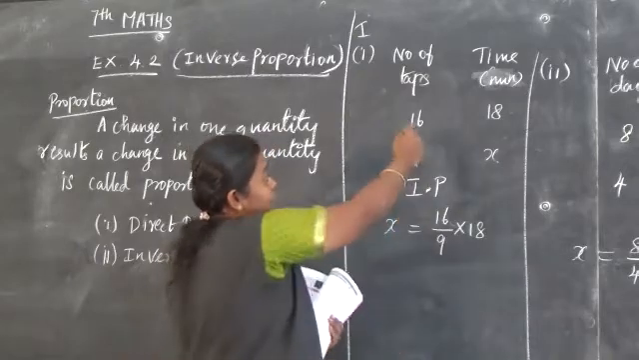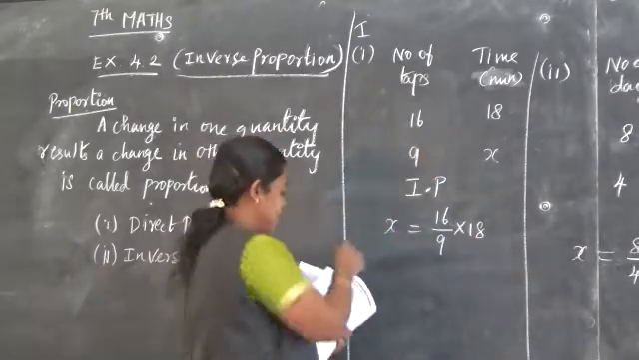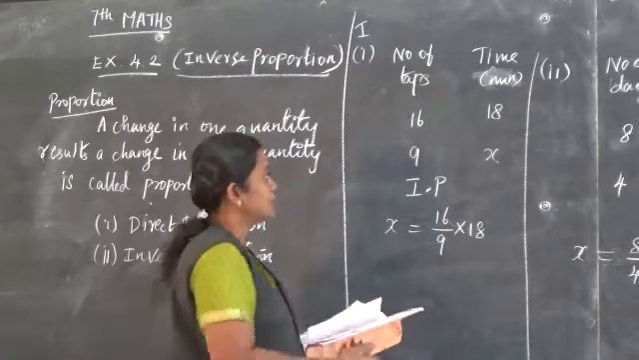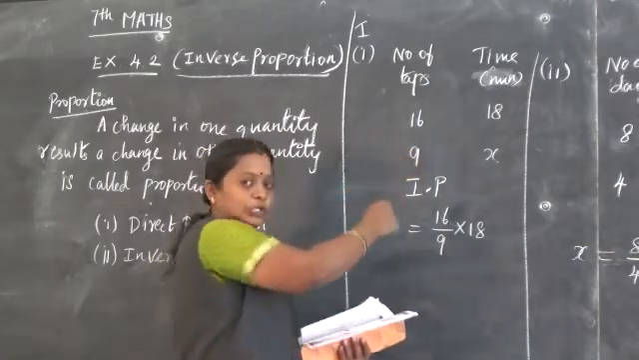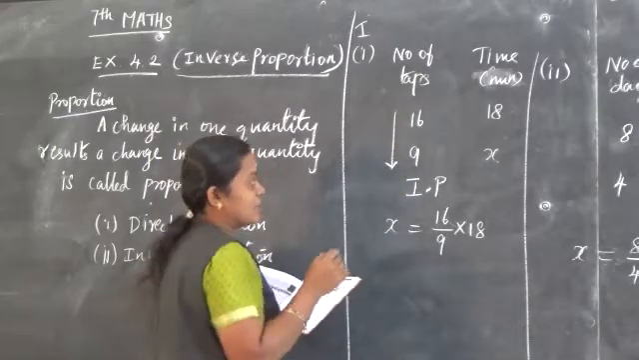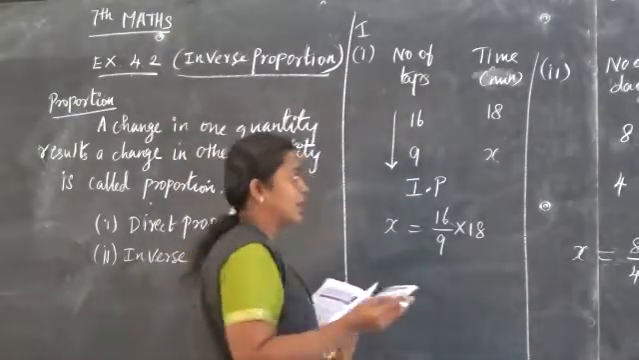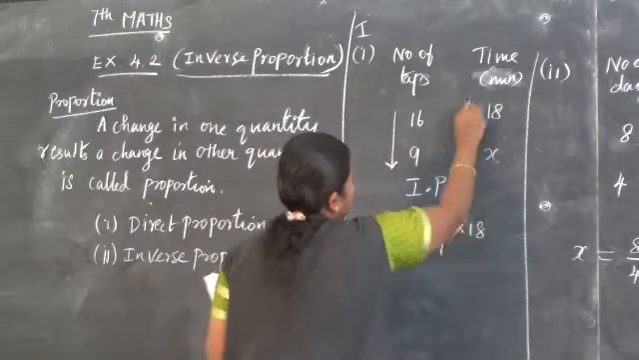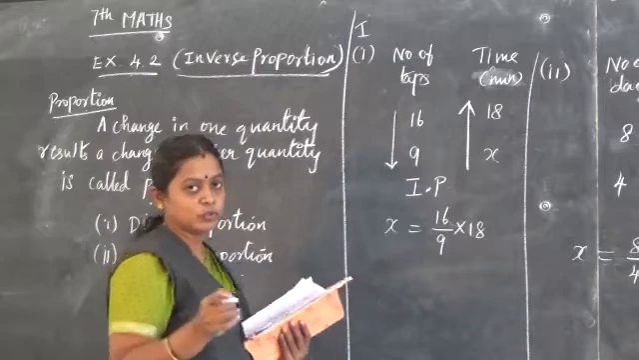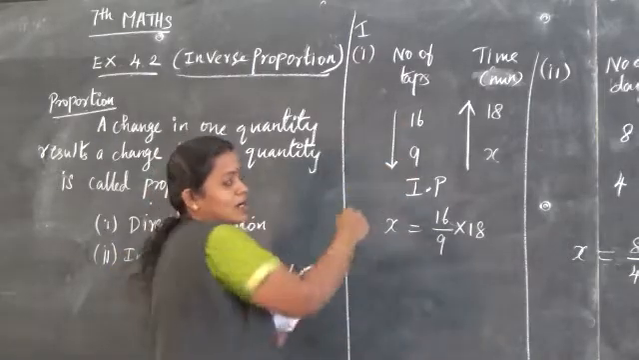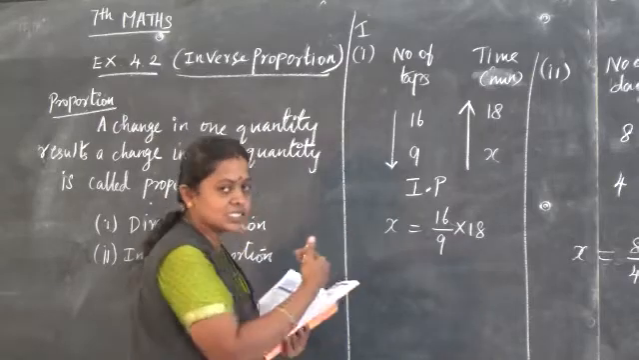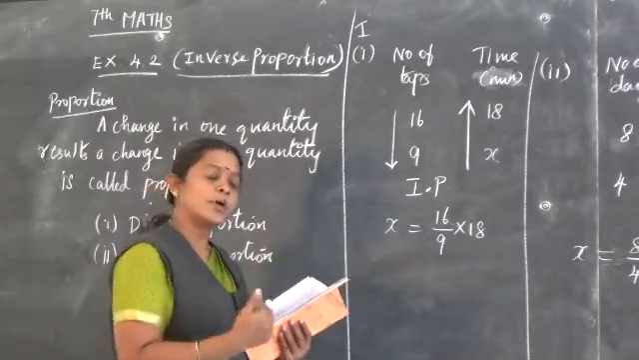Here the number of taps is 16, and the time taken is 18 minutes. But here the number of taps is reduced. Then definitely it will take more time. So it is an inverse proportion. For inverse proportion, one clue I gave to you: you should write the first two quantities in reverse order. For direct proportion, we write as given, in the proper order.